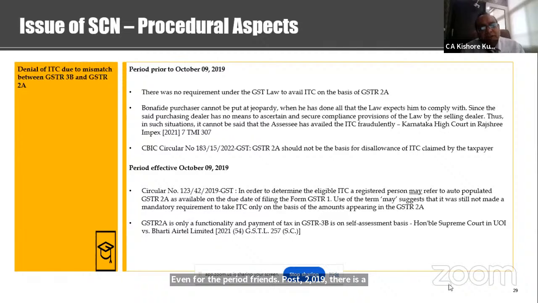Even for the period post 2019, there is a circular which says that in order to determine your eligible input tax credit, a registered person may refer to the auto-populated GSTR 2A. Friends, it refers to the term 'may'. It indicates it is not mandatory. Also, we have a Supreme Court ruling in the case of Bharti Airtel, which clearly says that GSTR 2A is only a functionality, whereas the payment of tax has to be done on a self-assessment basis. So, it is only a tool, a functionality for the facilitation of the taxpayer to avail the correct credits. Input tax credit cannot be denied on account of any mismatch between GSTR 3B and GSTR 2A.